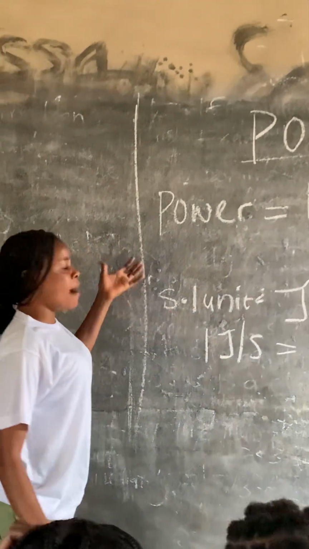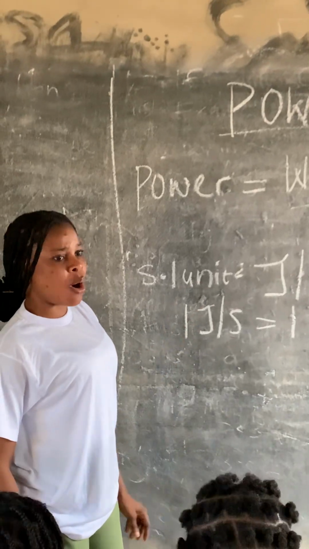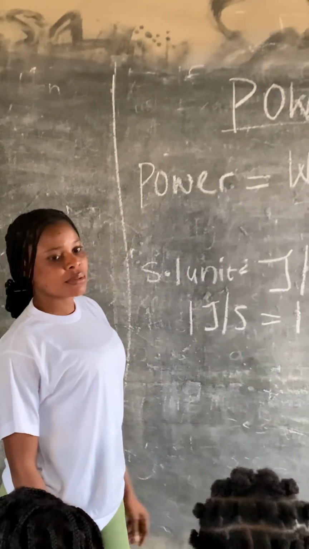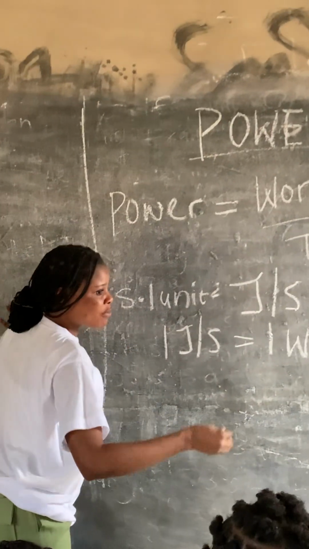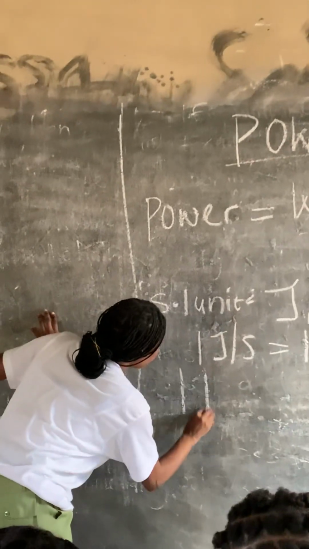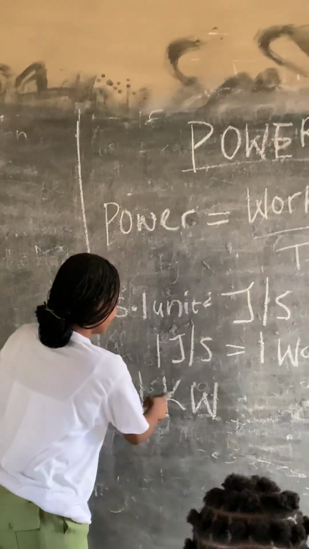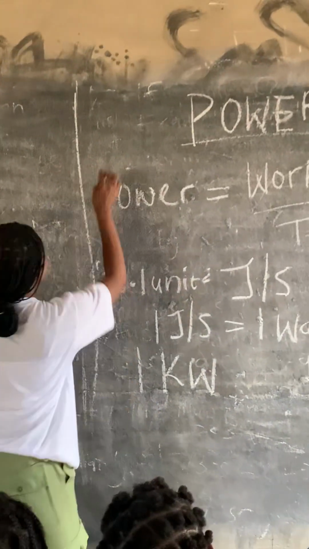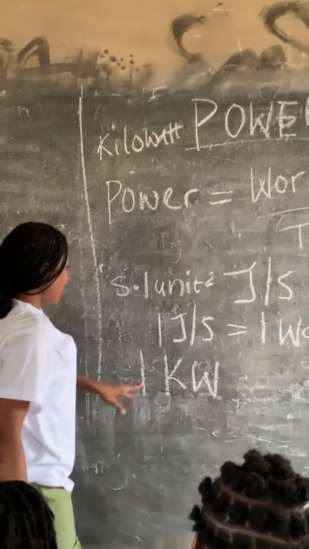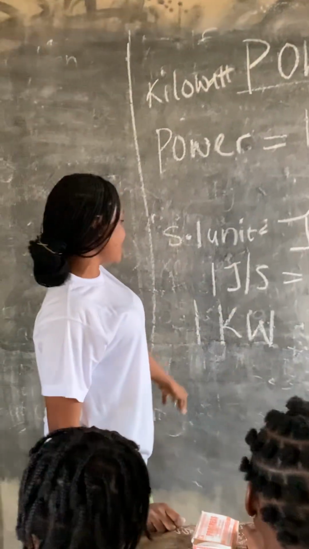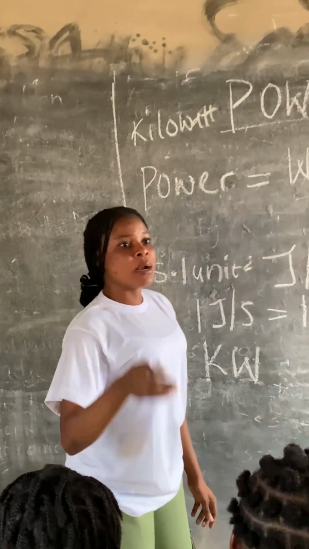But power also has other units. That means there are many other units for power. Please don't make noise. Another SI unit for power is 1 kilowatt. That's kilo, watts. So another SI unit for power is kilowatts.